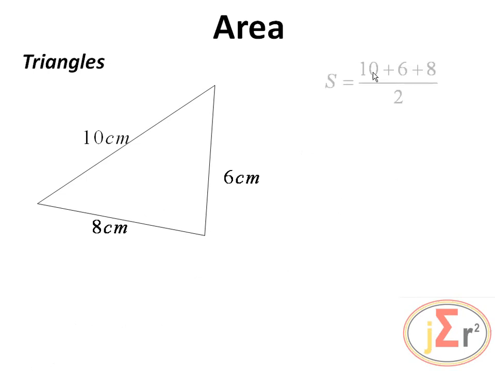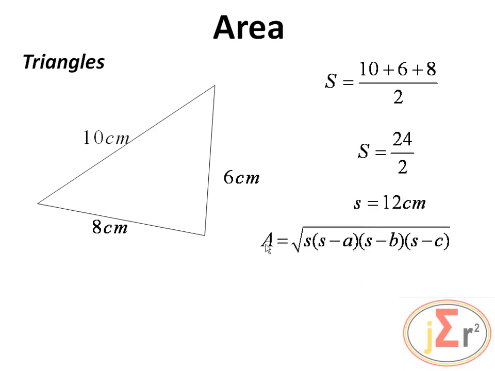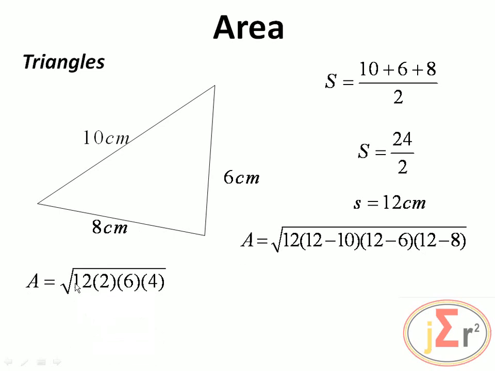And of course we have another one where we're going to add the sides, 10 plus 6 plus 8, dividing the result by 2. That is what we get, 12 centimeters. And of course, area is equal to the square root of S times S minus A, S minus B, S minus C. So we have 12. 12 minus 10, 12 minus 6, 12 minus 8. Because those are the sides, 10, 6, and 8. So we say 12 goes there.